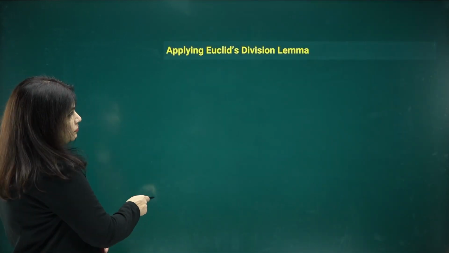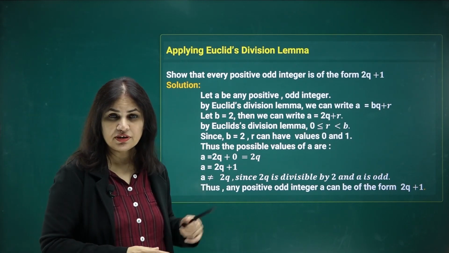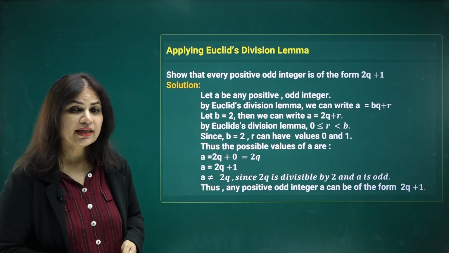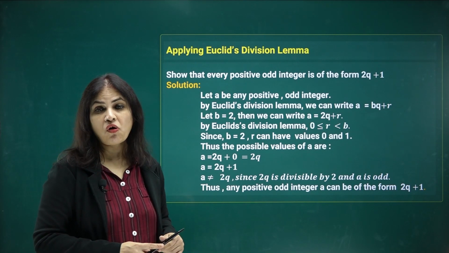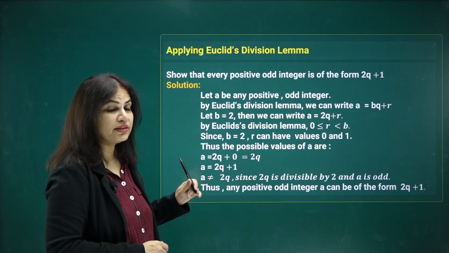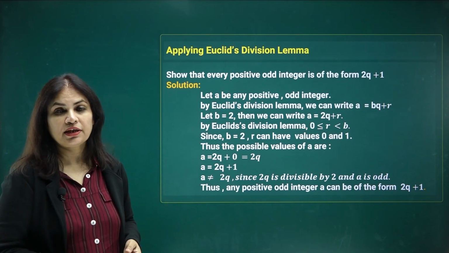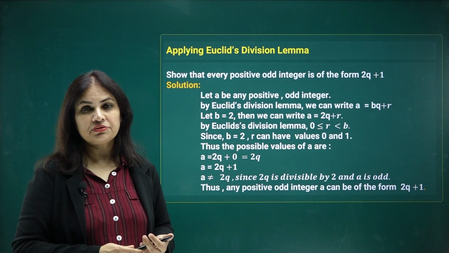Now, moving further, we have another question. Show that every positive odd integer is of the form 2q plus 1. This is a very important and the most common question that we get in our examination in the real numbers chapter.